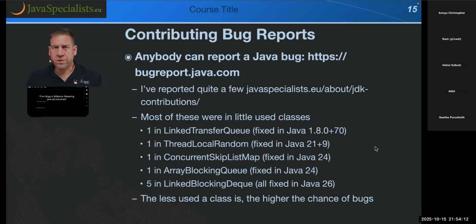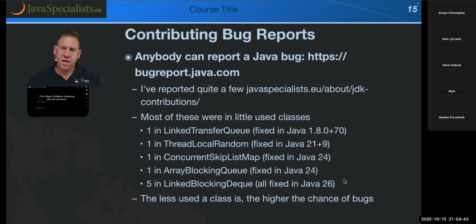Anybody can report Java bugs, so you can do that yourself if you want to. And I've made a list of my own ones. I haven't done it now for a few months, but I need to do that again. But most of the bugs in concurrency are found in little used classes. So for example, LinkedTransferQueue I found in Java 1.8. ThreadLocalRandom was a fun one. ConcurrentSkipListMap, ArrayBlockingQueue, and then 5 different ones in LinkedBlockingDeque, and we fixed all of them in Java 26.